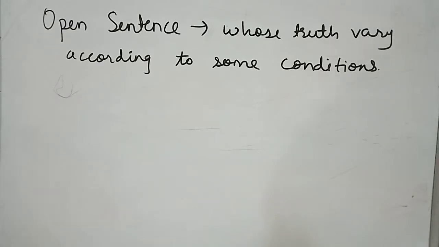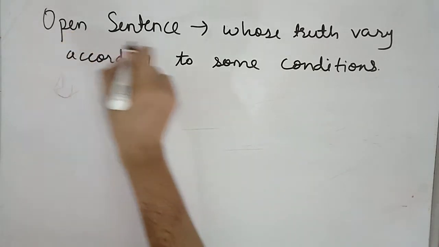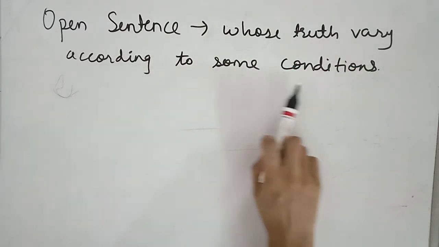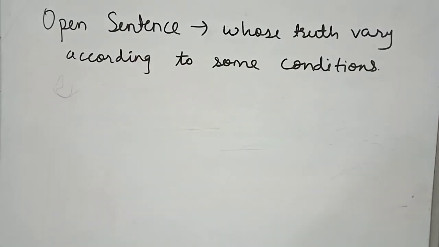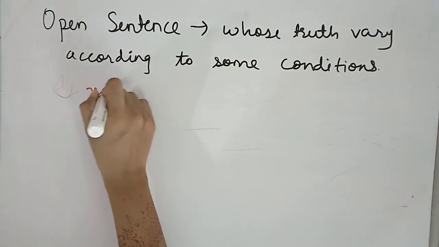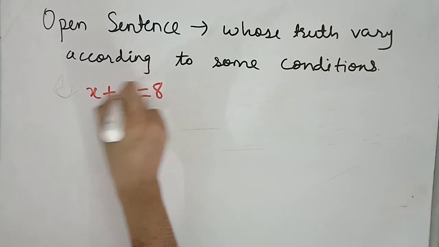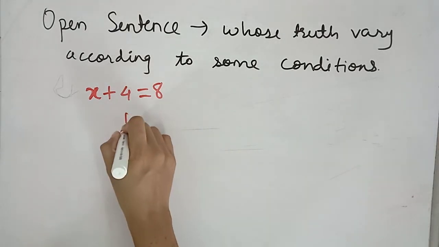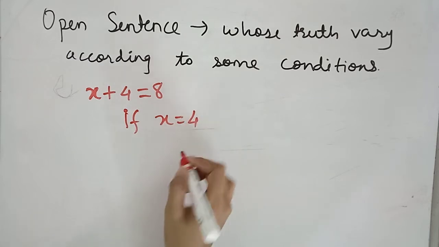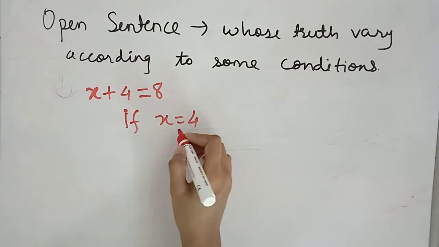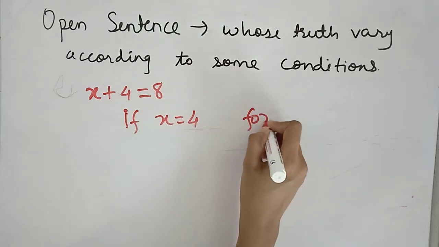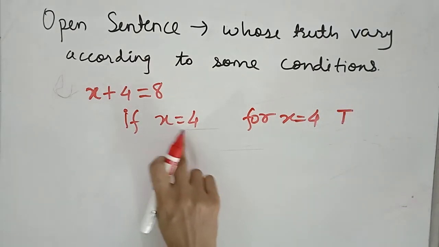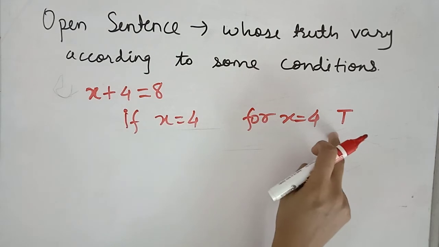Now let's see open sentence. Open sentences are the sentences whose truth value varies according to some conditions. Suppose x plus 4 is equal to 8. Now this can be true or false. If x is equal to 4, so 4 plus 4 will be 8. So for x equal to 4, this statement will be true.